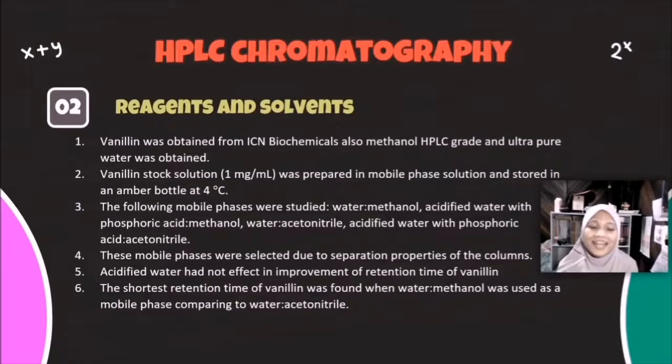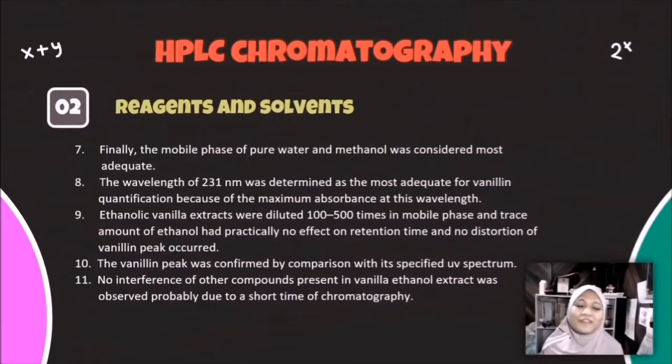The following mobile phases were studied: water to methanol, acidified water with phosphoric acid to methanol, water to acetonitrile, and acidified water with phosphoric acid to acetonitrile. These mobile phases were selected due to the separation properties of the columns. Acidified water had no effect in improving the retention time of vanillin. The shortest retention time of vanillin was found when water to methanol was used as a mobile phase compared to water to acetonitrile. Finally, the mobile phase of pure water and methanol was considered most adequate.